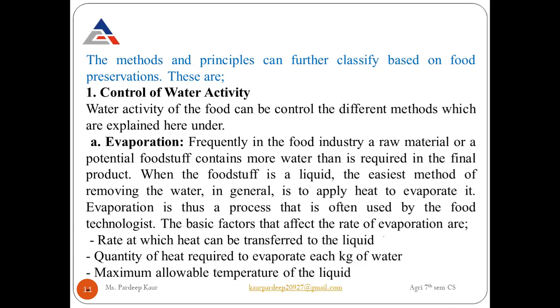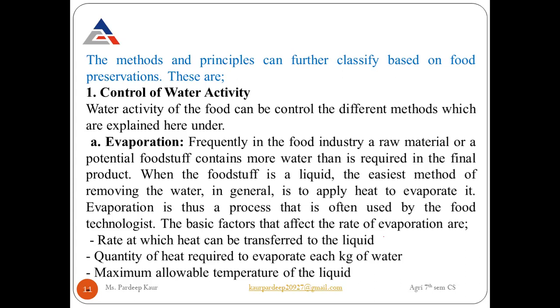When the foodstuff is a liquid, the easiest method of removing water in general is to apply heat to evaporate it. Evaporation is thus a process that is often used by a food technologist. The basic factors that affect the rate of evaporation are the rate at which heat can be transferred into the liquid, the quantity of heat required to evaporate each kg of water, and the maximum allowable temperature of the liquid.